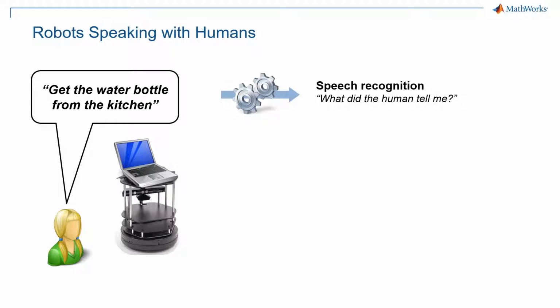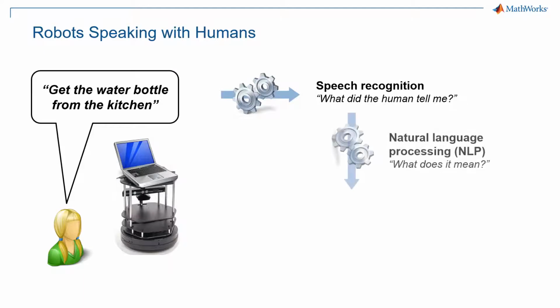This has to do with taking the raw audio that the human has spoken and actually figuring out what words were spoken so that you can then process them. That would be the next step. Based on the words that the human told me, what does it mean? And this is typically known as natural language processing. It's a big field, and for this video, we're going to be doing some very, very simple processing, but you can of course take that further.